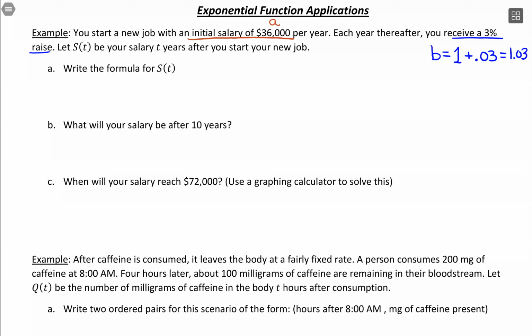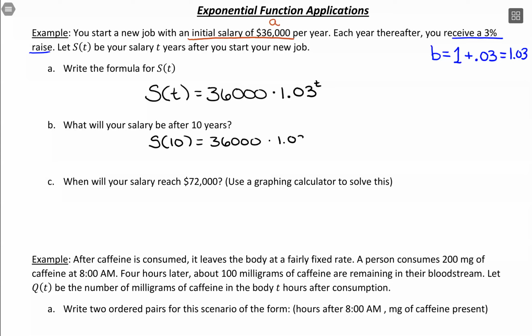All right, so our formula for S of t, we have our initial value of 36,000, and then times we found our growth rate of 1.03, and then our variable t. So what will your salary be after 10 years? So this is just plugging in 10 for t. So we'll have 36,000 times 1.03 to the power of 10.